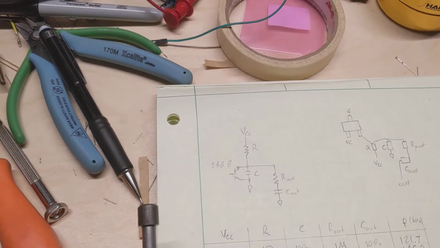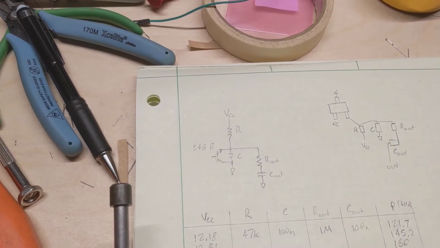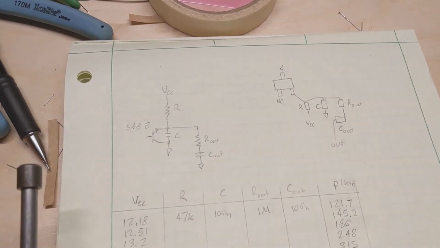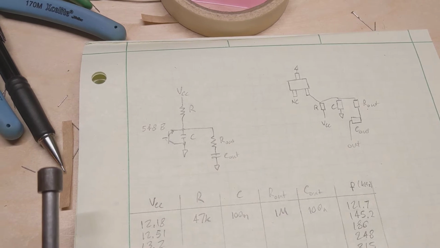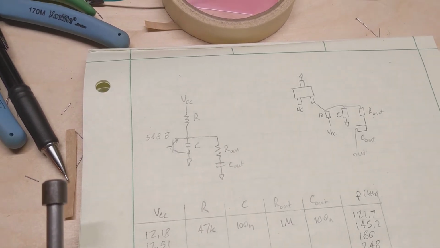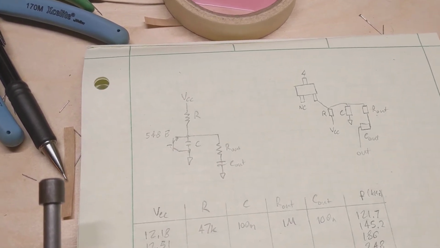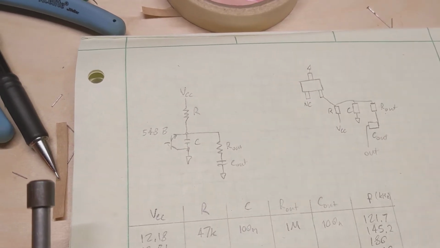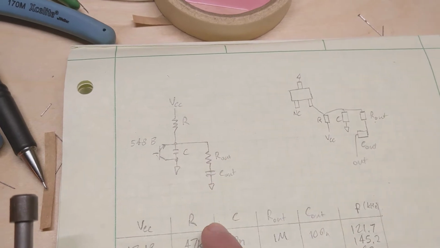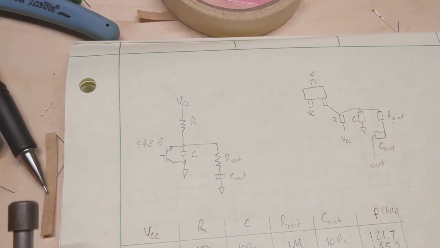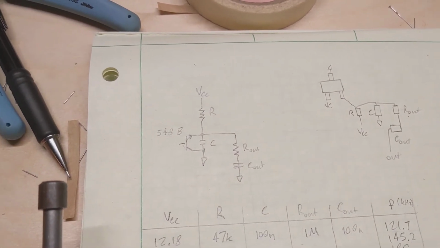Alright, so here I have an interesting discovery. I've got an oscillator circuit using a reverse avalanche biased transistor, NPN. My circuit is not actually a 548B. This is an old drawing that just happened to be exactly what I needed on the pad of paper I grabbed first.